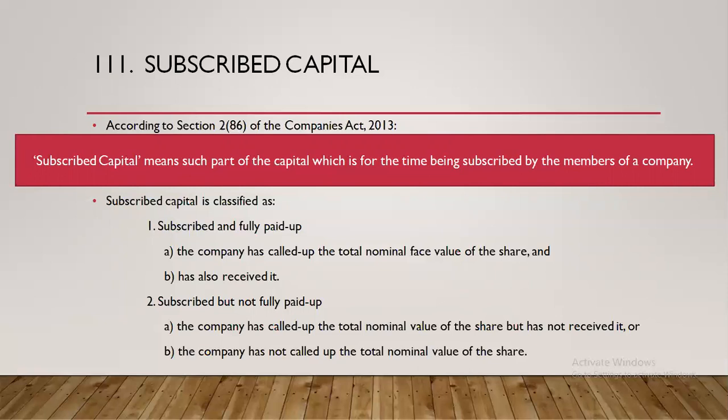Subscribed capital can be shown in notes to accounts in two forms: subscribed and fully paid up, and subscribed but not fully paid up. Now, what is the difference between the two? Subscribed and fully paid up means the company has called up the total face value of the share and the amount is received. Subscribed but not fully paid up has two situations. The company has called the total nominal value of the share, but the amount is not received. Or the company has not called the total nominal value of the share.